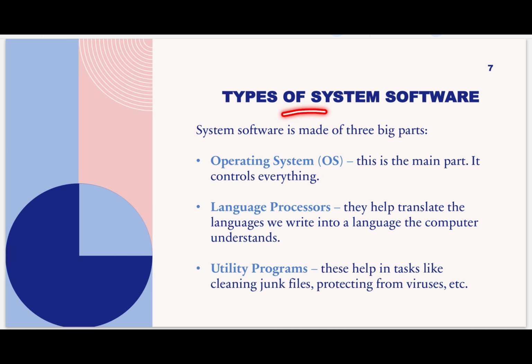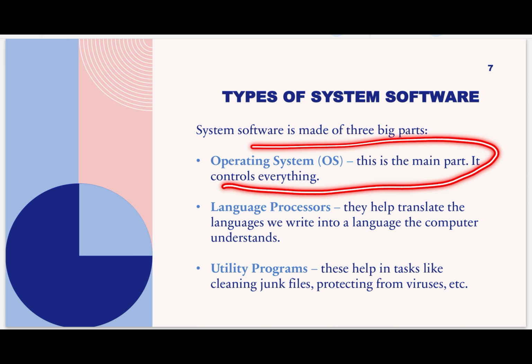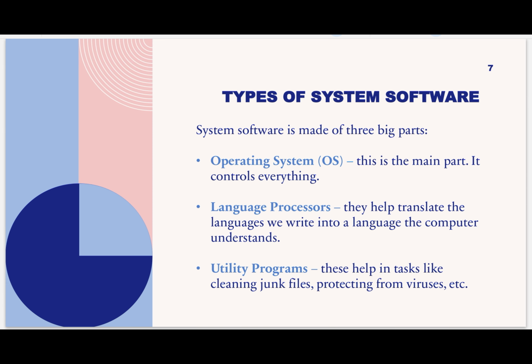See here, types of system software. Operating system, this is the main part, it controls everything. For example, as we say, CPU is the brain of the computer, correct? Like that, CPU is the brain of the computer, but who is the brain of the CPU? Operating system is the brain of the CPU. In short we can say OS, right?